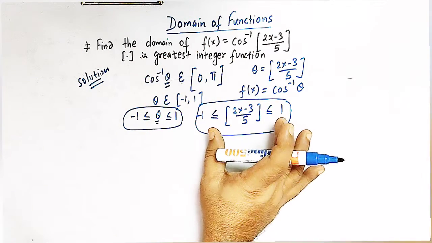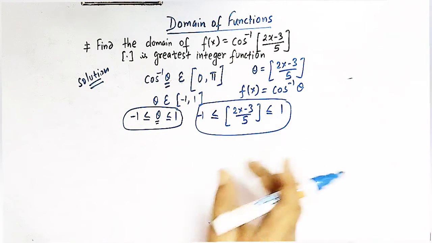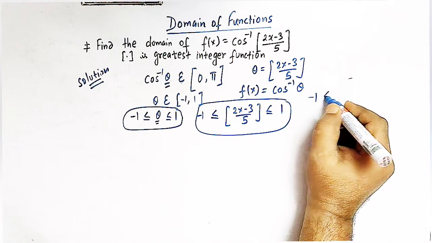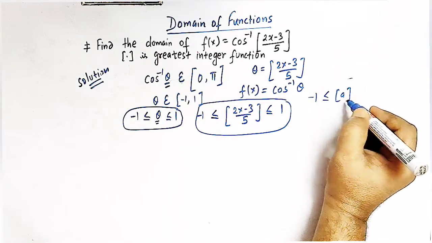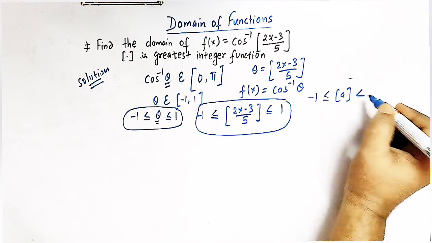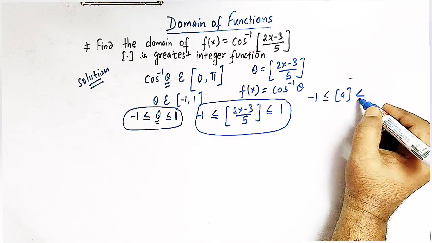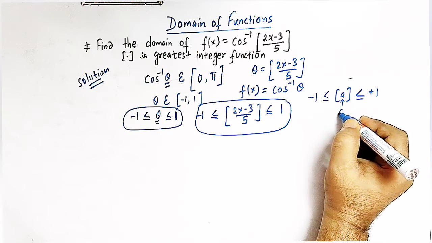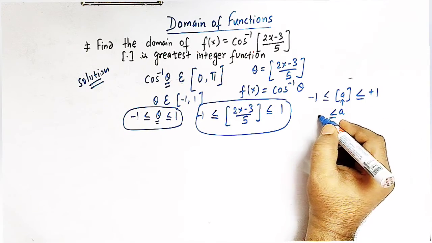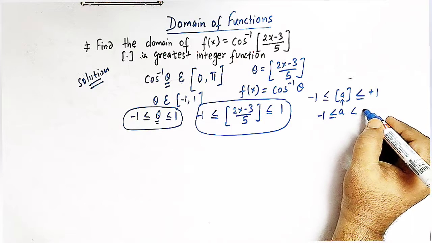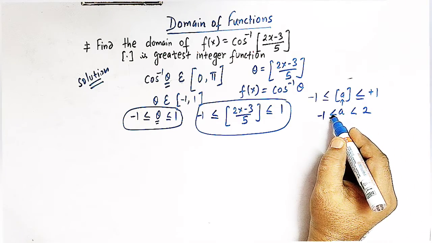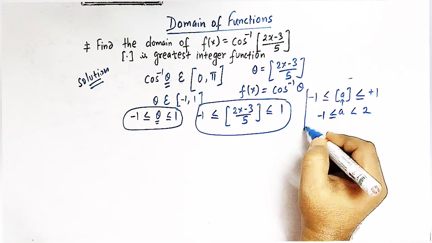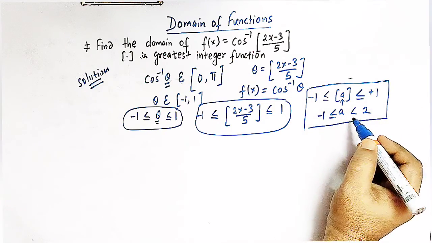So now to solve this inequality, we have to make use of one important result, which says that if we have this inequality, that is, greatest integer of a is greater than or equal to minus 1 but less than or equal to 1, then this a must belong to this interval, that is, minus 1 to 2. So here a should be greater than or equal to minus 1 but less than 2.